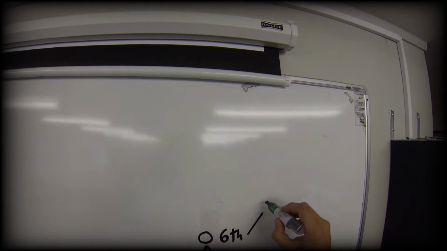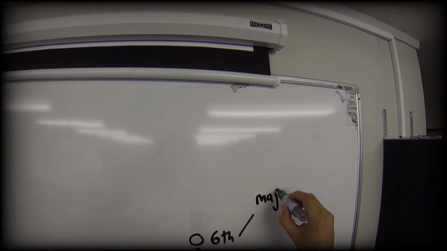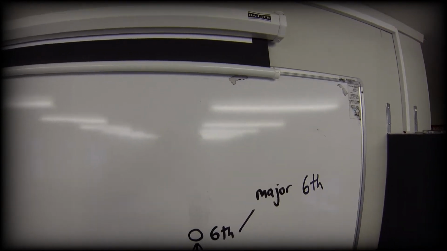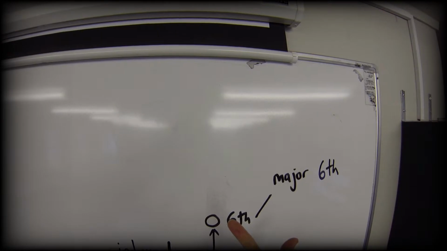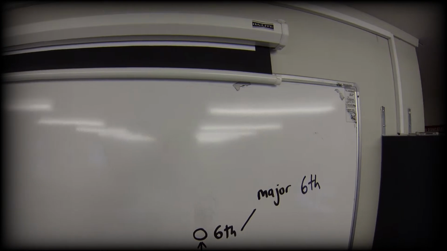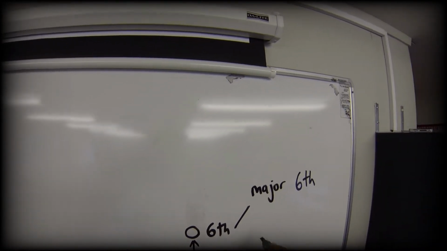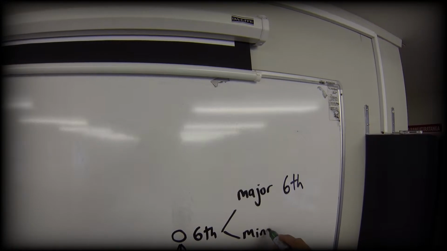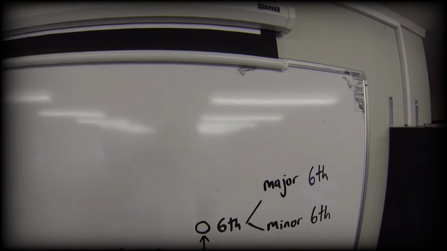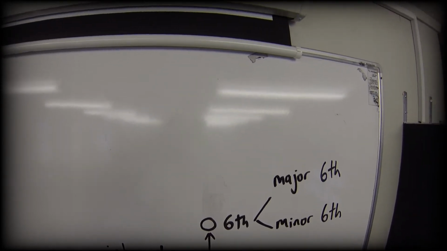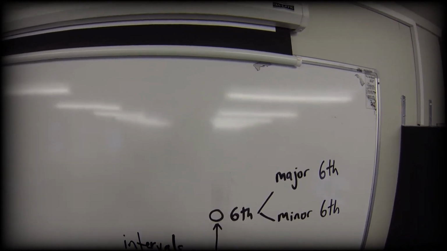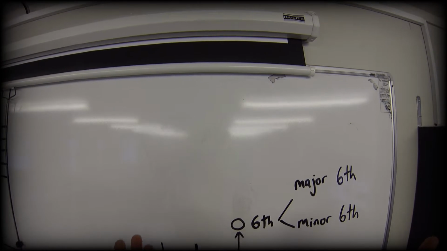If I used the major scale, then I make what is called a major sixth. 1, 2, 3, 4, 5, 6. If I use the minor scale, I'll find myself on a slightly lower sixth note, and I've made the interval of a minor sixth. 1, 2, 3, 4, 5, 6.